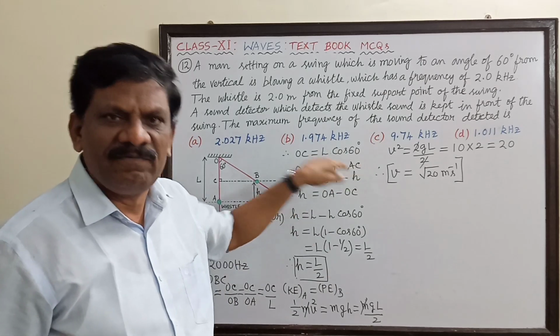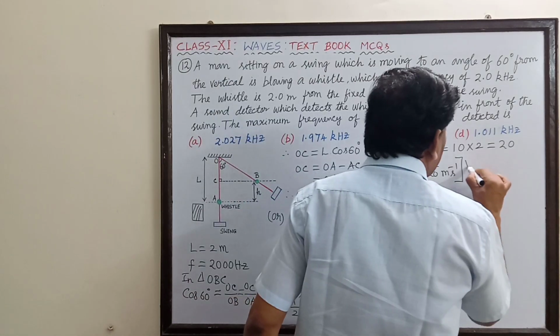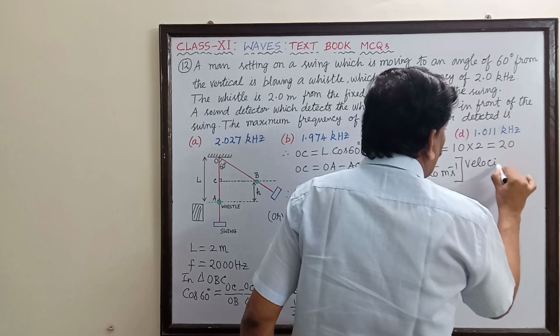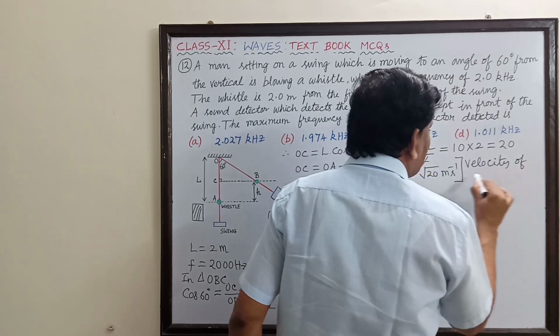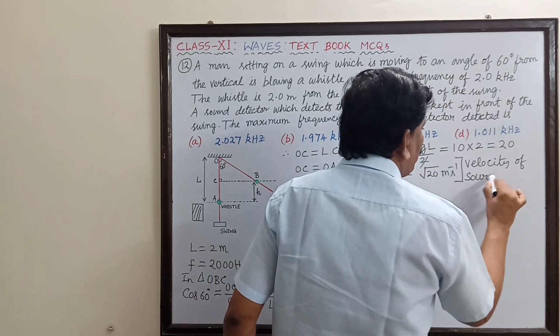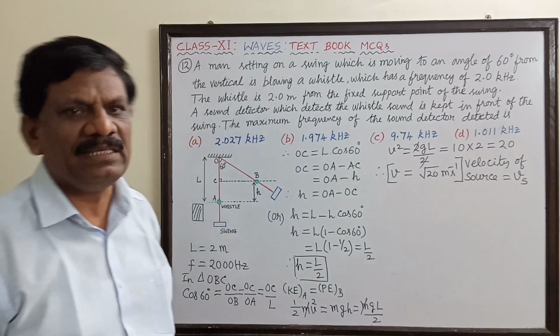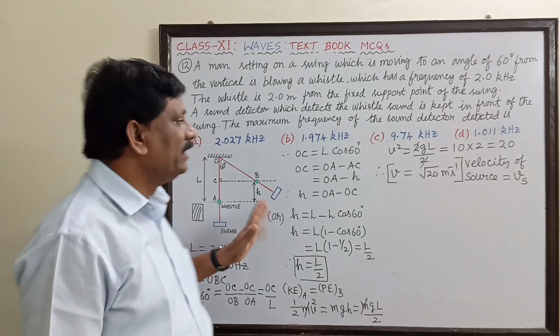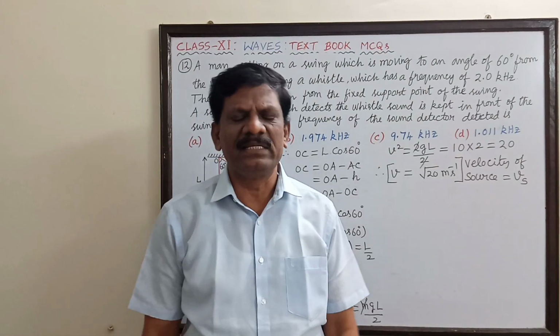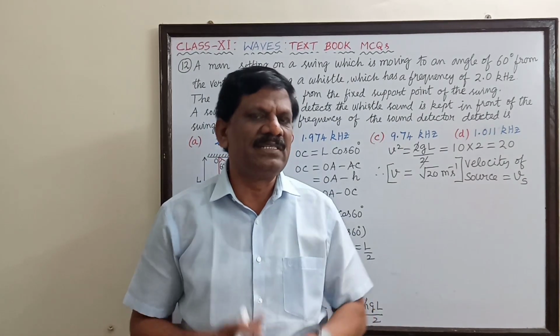The velocity of the whistle. So this is the velocity of the whistle, which is the source of sound. Therefore this is the velocity of a source. And we write this as velocity of source, Vs. So understanding this is very, very important, students. Are you all understanding first where we started?